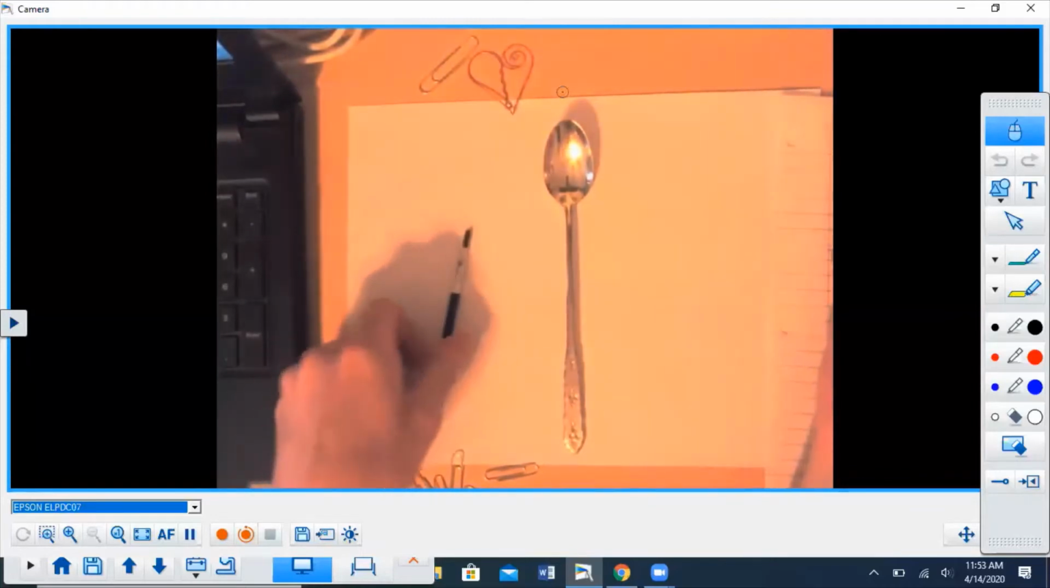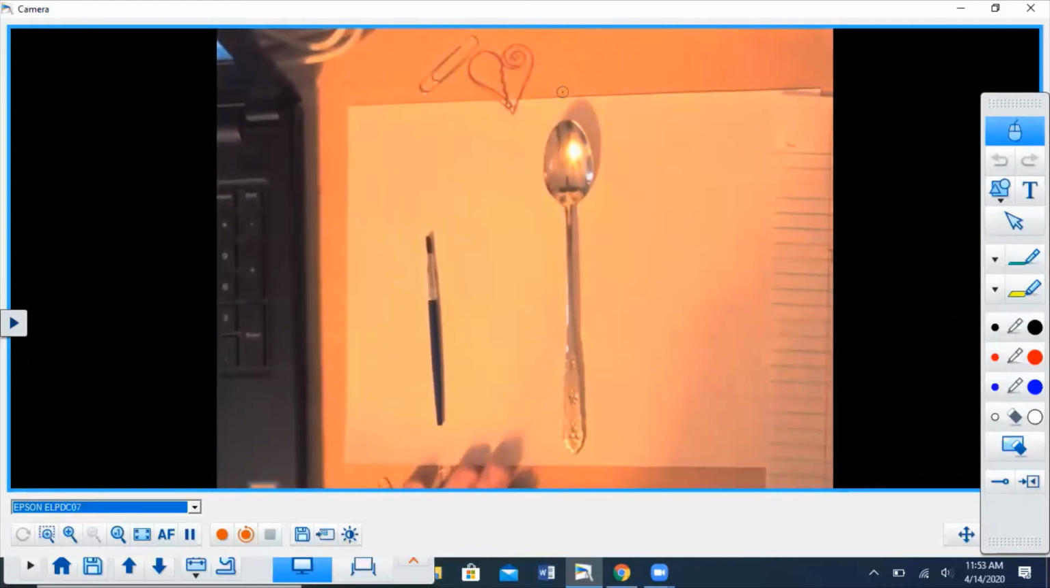All right, let's do another one, practice, before you get to do the other one. We have a very long spoon. This is an iced teaspoon. You can go really deep and do a glass or a jar. And I have a paintbrush. Let's do the spoon first.